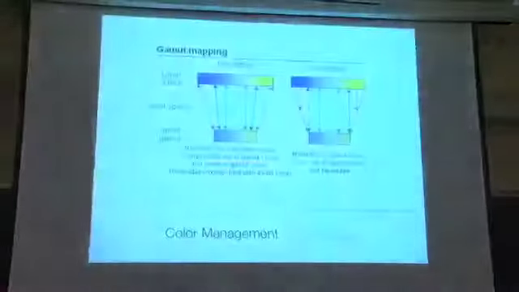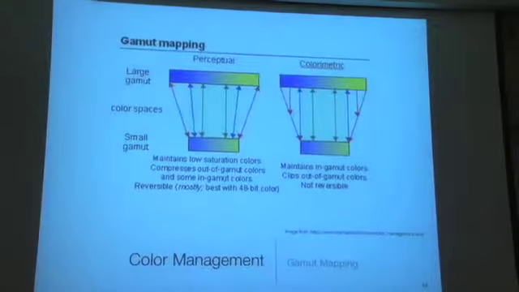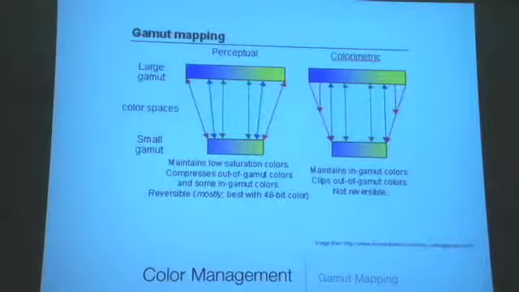Now, as you can imagine, and as you saw, we have a variety of color spaces for us to work with. And sometimes we have to convert from one color space to another. And so this is a process that's called gamut mapping. And there are two major ways of being able to do this. One is perceptual, and the other, and I always butcher how to pronounce this, is colorimetric.